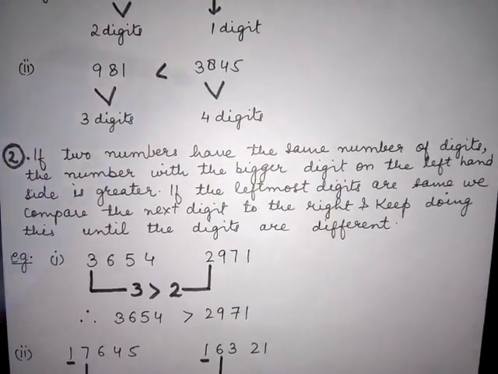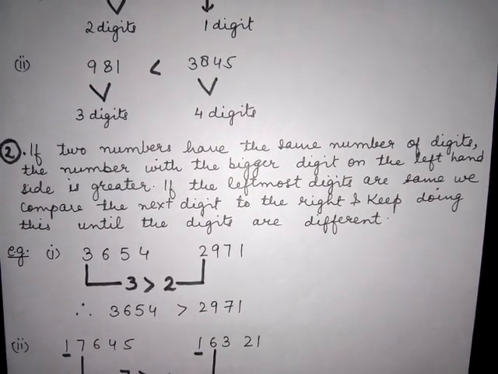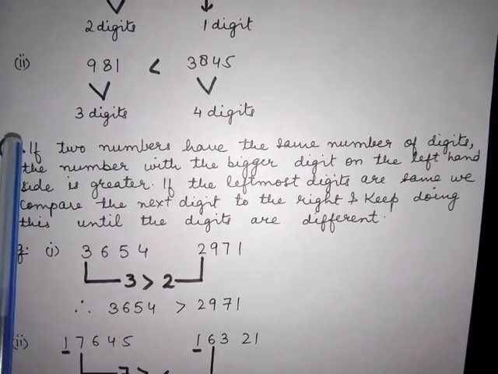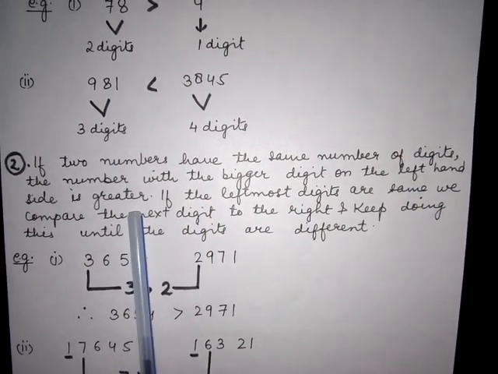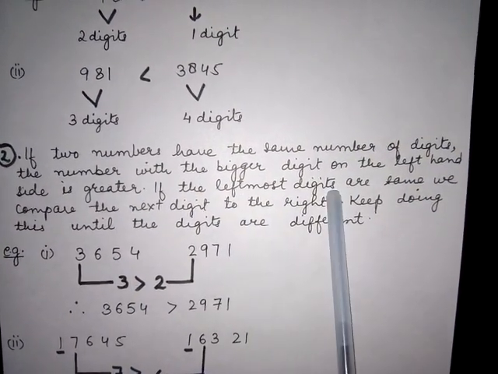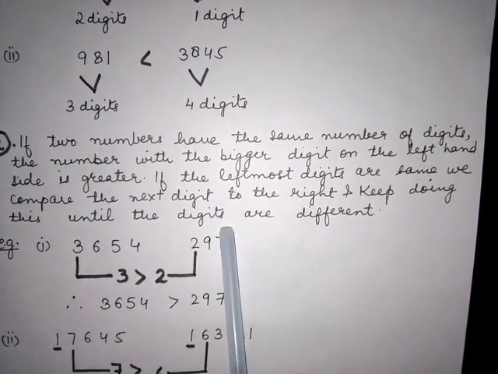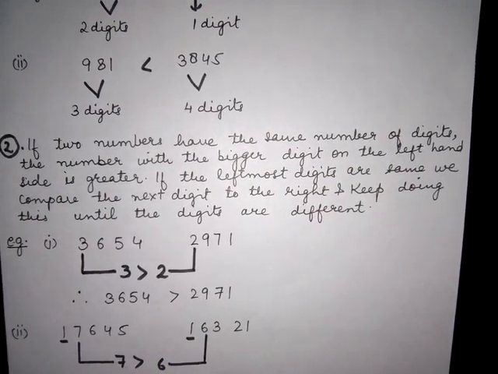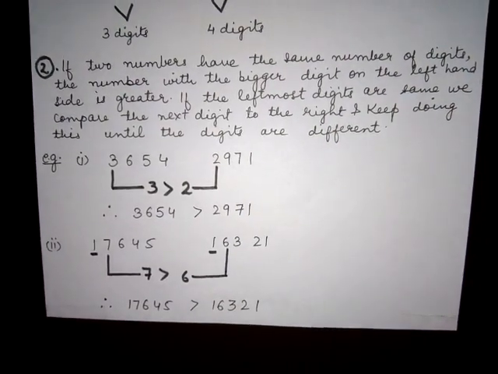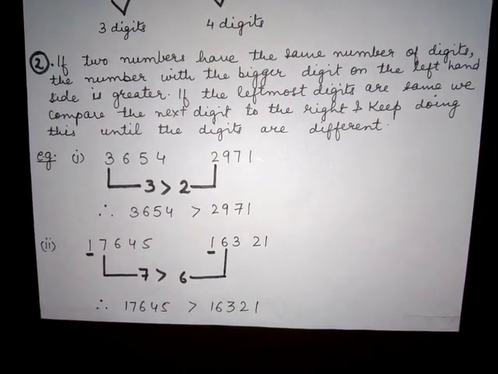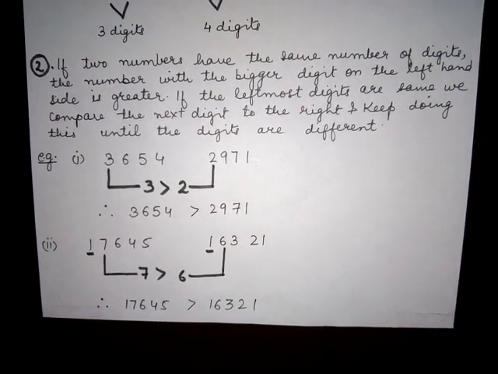If two numbers have the same number of digits, then how can we decide which number is greater? So in this rule, if two numbers have the same number of digits, the number with the bigger digit on the left hand side is greater. If the leftmost digits are the same, we compare the next digit to the right and keep doing this until the digits are different. Means, suppose you have two numbers and both have the same number of digits. In that case, we will compare the digits from the extreme left.